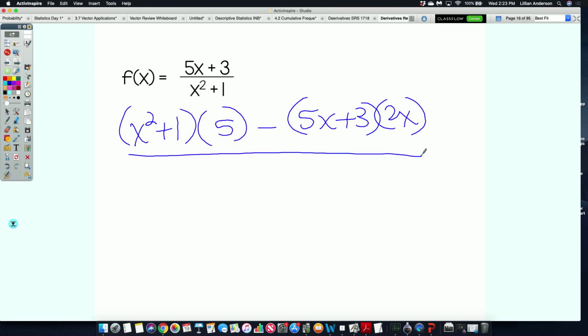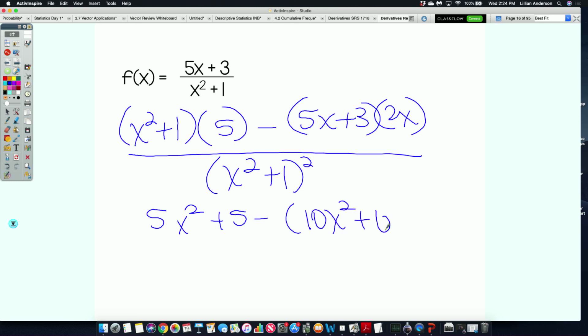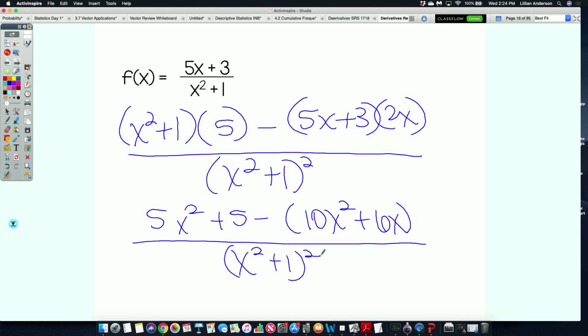All over low low. When it came to the bottom, you always left it in that form, squared or cubed or whatever it was, because if there was anything in common that could cancel out, you would know if it was in its factored form. So you want to leave it in this form. It becomes 5x squared plus 5. I'm going to multiply this out before I distribute over, so I don't mess up. Then I distribute the negative to get 5x squared plus 5 minus 10x squared minus 6x.